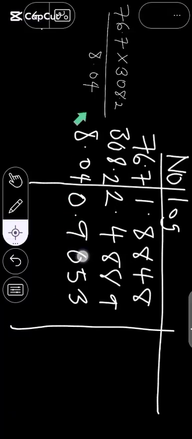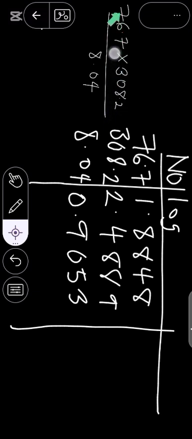Okay, so in this example, we have a numerator and a denominator. What is in the numerator here? They are multiplying themselves. We have 76.7 times 308.2 divided by 8.04. Alright, so now we are going to do the multiplication side separately.